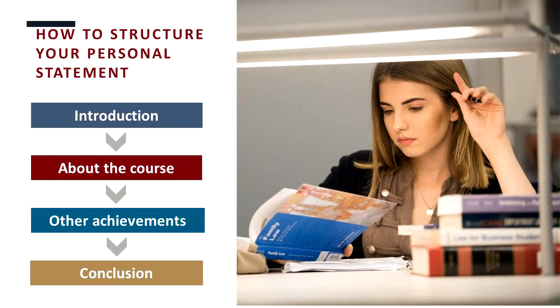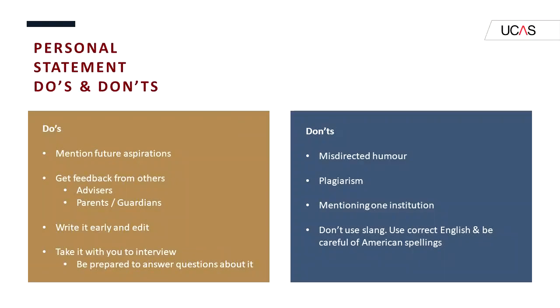And then we wrap up with a conclusion. So at this point, you're probably on about line 42, line 43, so the last 5 lines or so. Essentially, your conclusion is a summary of what you've told us prior in your personal statement. Some do's and don'ts. Do very much mention your future aspirations. I think it's important for us to get a handle on what it is you want to do in the future.